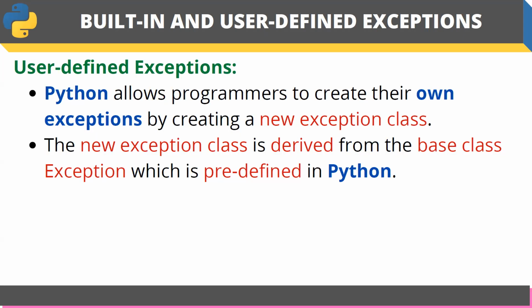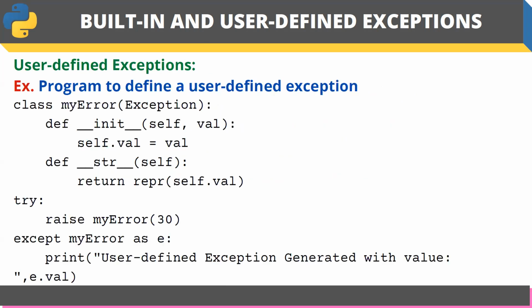So these are all the built-in exceptions. Next, coming to the user-defined exception. Python allows us to create our own exceptions by creating a new exception class. The new exception class is derived from the base class Exception, which is predefined in Python. So this is the user-defined exception.